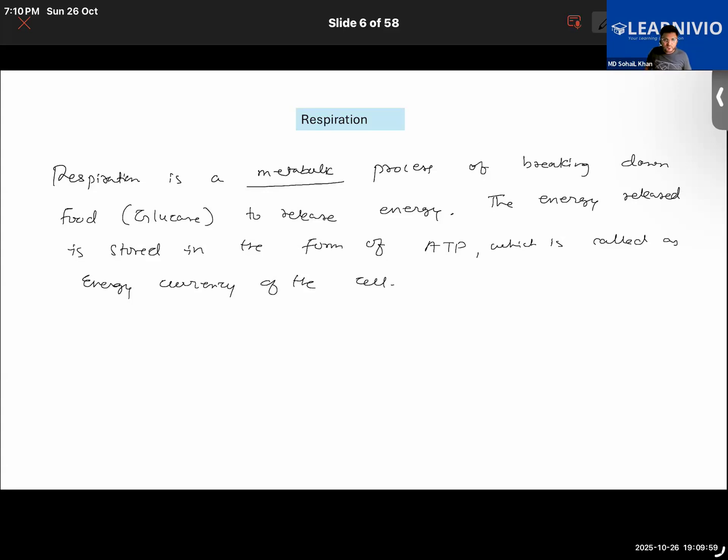Then there's one more thing, that respiration involves two steps. One is breathing, while the second is cellular respiration. Understood? So it includes, first is breathing, while second is cellular respiration. Write down this much.